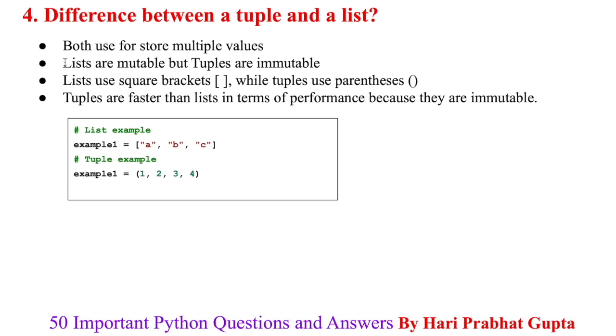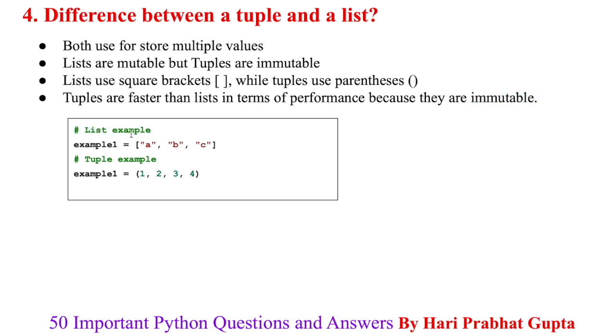However, they have some differences between list and tuples in Python. A list is mutable, which means that you can modify its values after it is created, while a tuple is immutable, which means that the values cannot be changed after they have been created. Lists are defined using square brackets, while tuples are defined using parentheses. And tuples are faster than lists in terms of performance because they are immutable, so Python can optimize their memory use and access them quickly in memory.